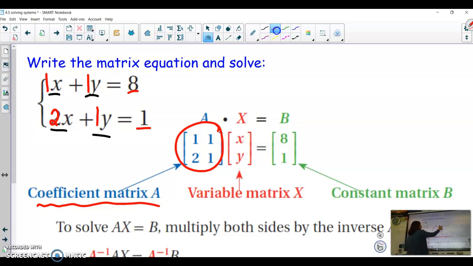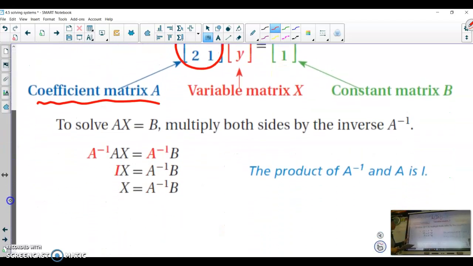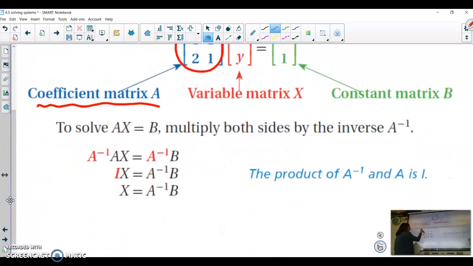Then we put the variable matrix, so it goes in order this one, then this one, so column-wise x then y. And then this is called the constant matrix. So you take this, and that's what's going to make the constant matrix. So what I'm trying to do is take A times X to get B, but again, you're not able to just divide by A.